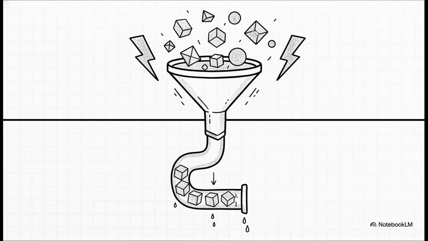But then comes the decode phase. This is where the AI actually generates its response back to you. And because this happens sequentially, word by word, it drastically slows down. It has to pause, generate, calculate, and this creates a massive memory bottleneck.